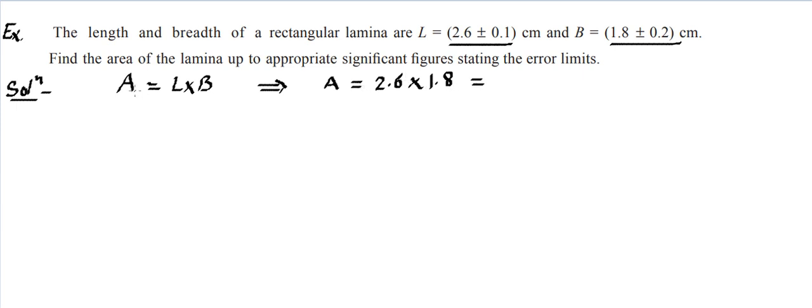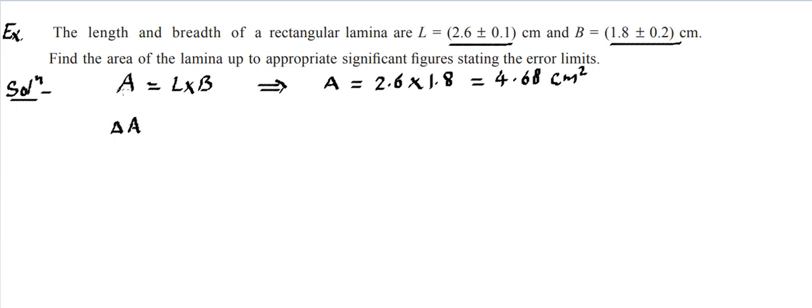Mind it, when we are using this formula, we will write the value of L and value of B. We are not going to use the error involved in L and B. Calculation of error will be done separately. Now we can multiply these two numbers. This will be equal to 4.68, and the unit is centimeter, so it becomes centimeter square. This is the value of A, but we need to give our answer in appropriate significant figures with the error limit. So the next thing that we need to find is delta A.